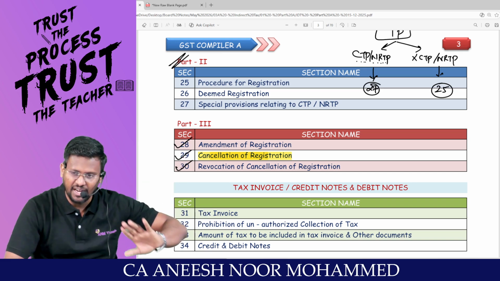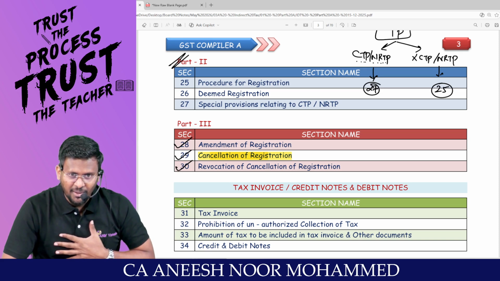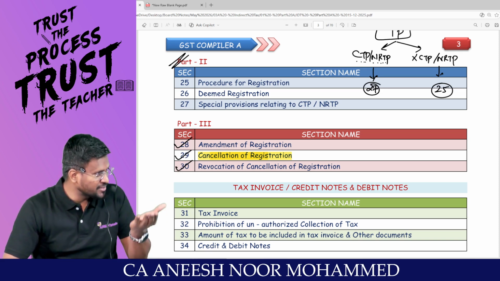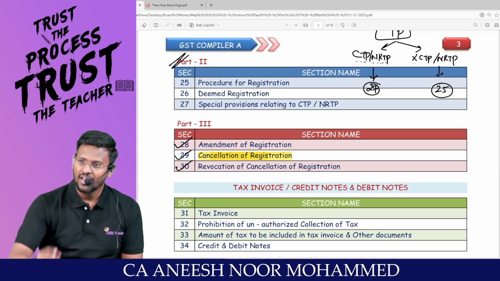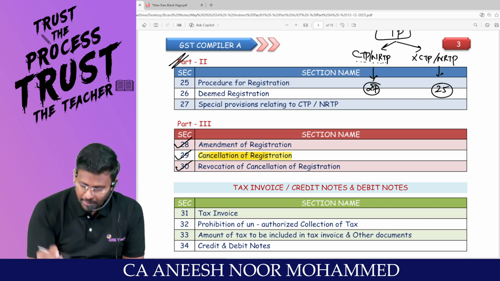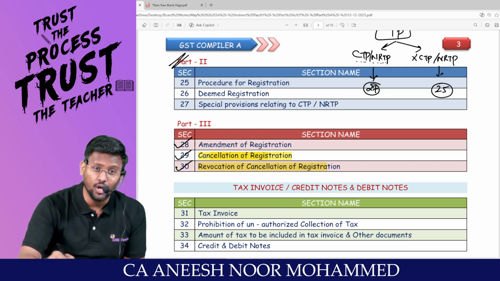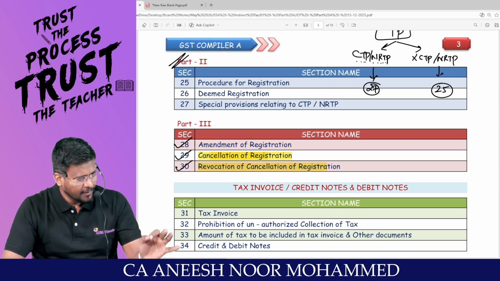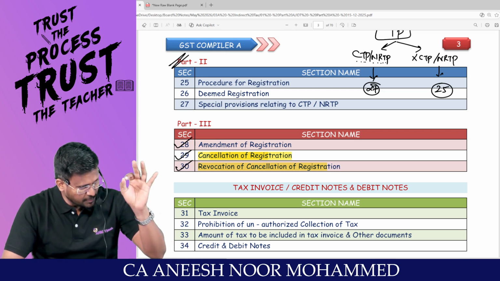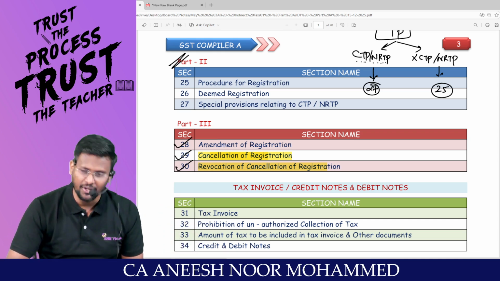Last 6 months, I have not filed the return because last 6 months I became a love failure. Because of that reason, a lot of ups and downs were going on in my life. That is the reason why I was not able to file the return. You have cancelled the registration? No. Please revoke the cancellation of registration. Revocation of cancellation of registration means whatever cancellation has been done by the proper officer will be cancelled. That is called revocation of cancellation of registration.